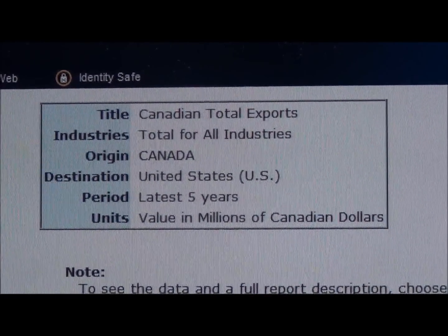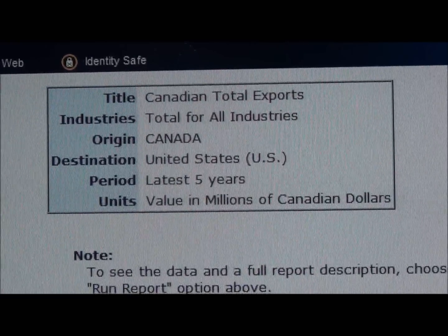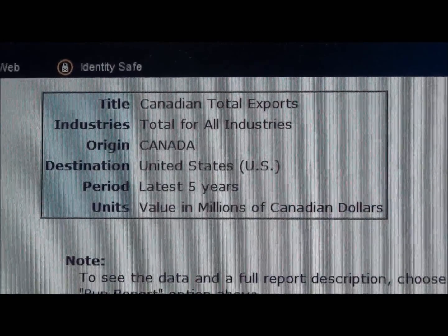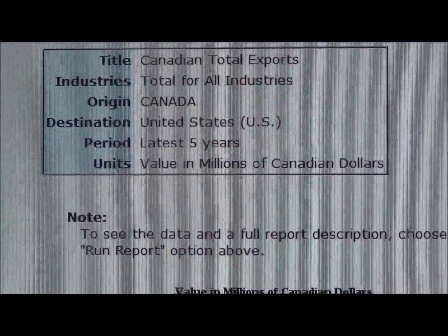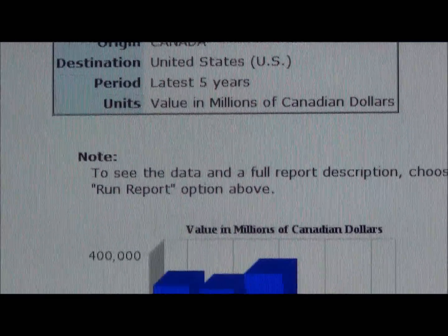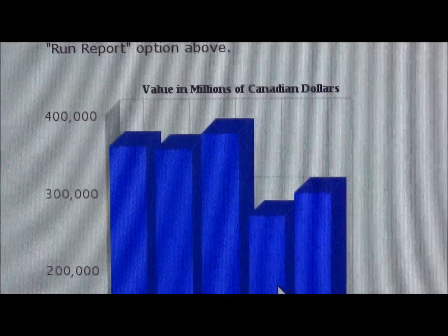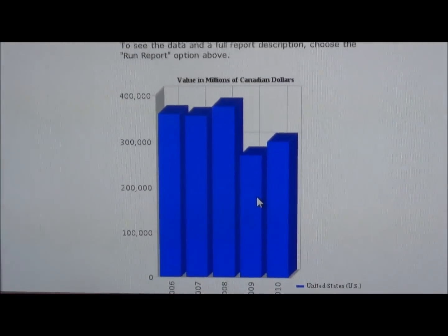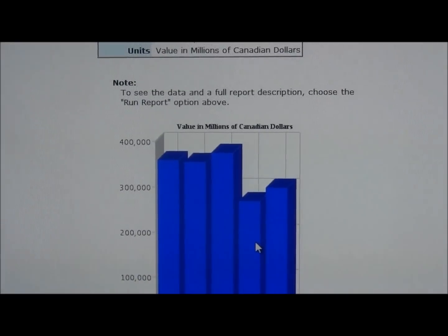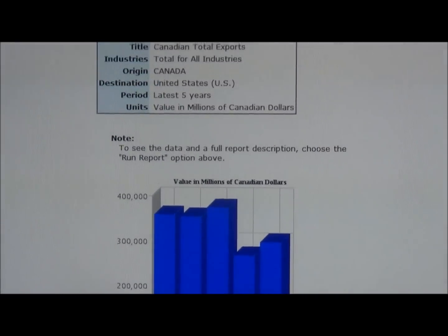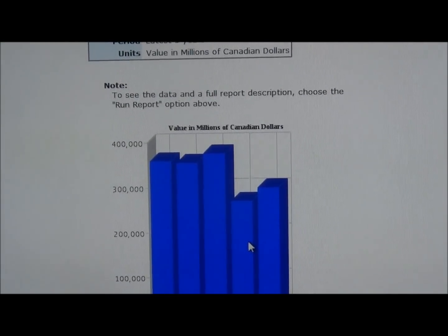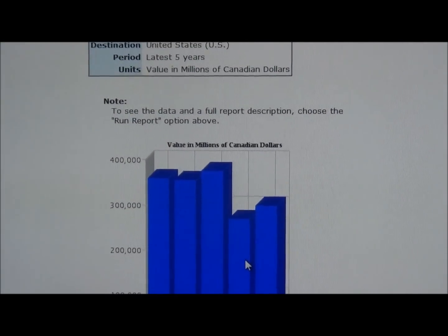Canadian total exports, total for all industries, origin Canada, destination United States for the last 5 years. So you see, there's been a 25% decrease for the last 5 years in our exports to the United States. Our exports are what create part of our GDP. It's how we make profit in Canada.